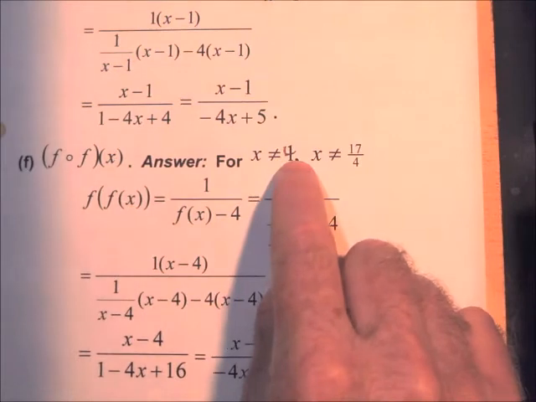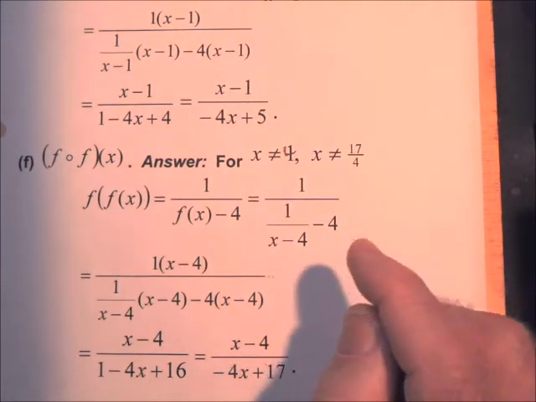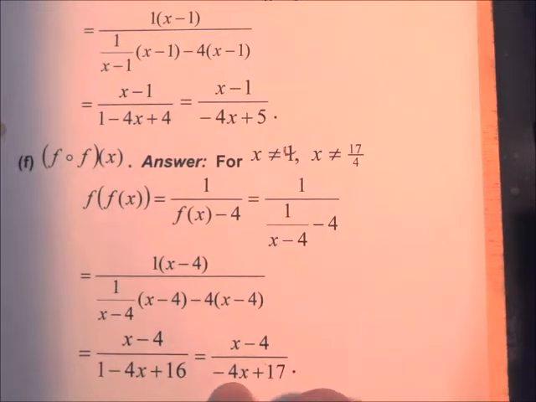x cannot be 4, otherwise we can't get past this step here. And also, x cannot be 17 over 4, because that will make the denominator in the final answer equal to 0.